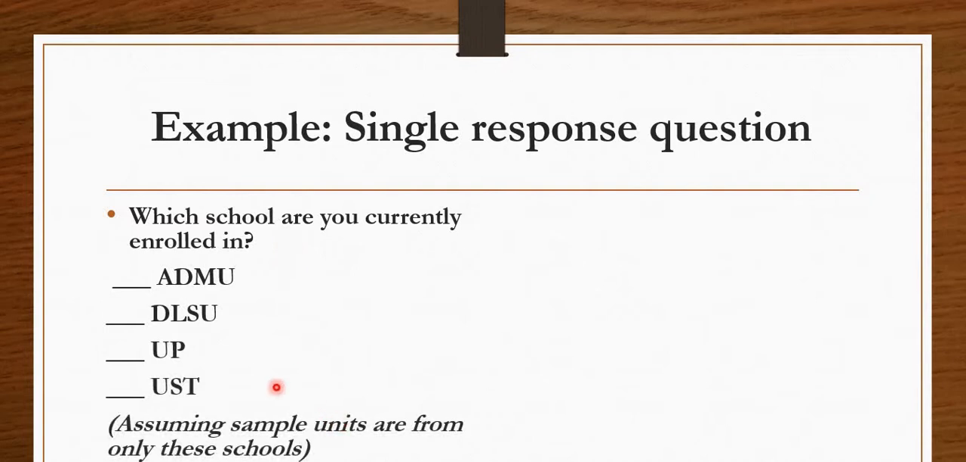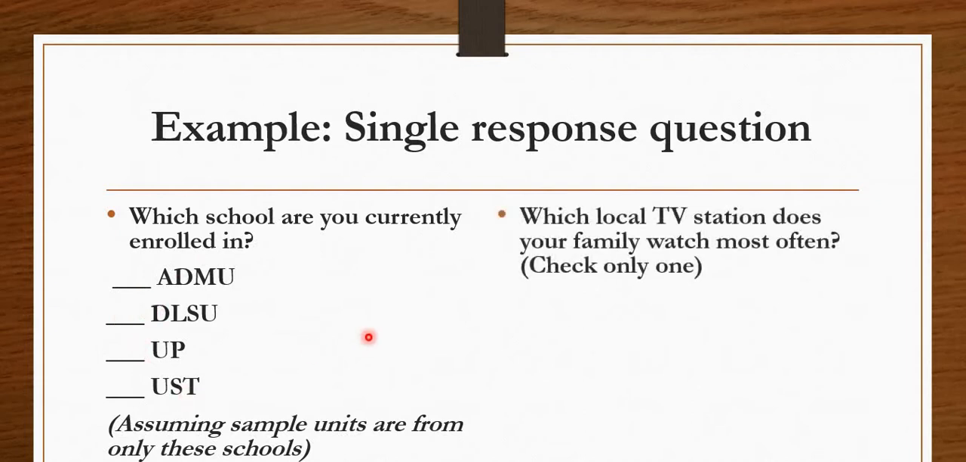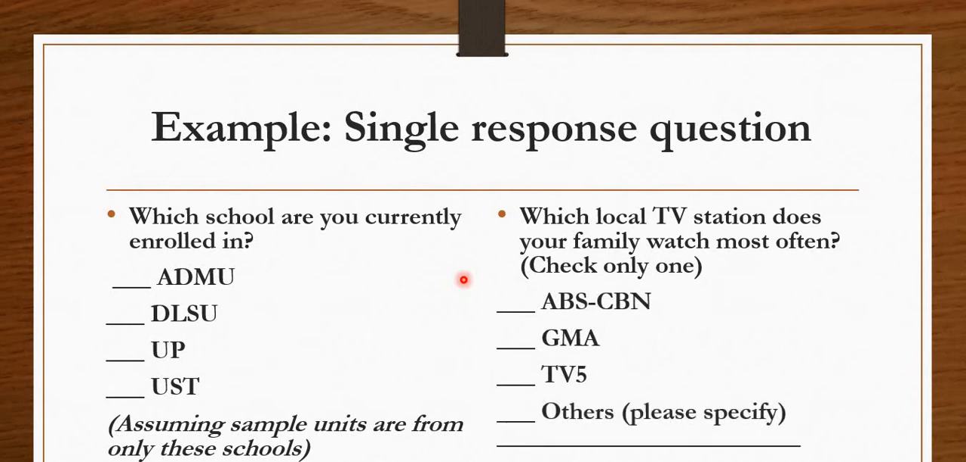Since usually students are only from one school, then they will only check one school, and if the study assumes that the sample units are only from these four schools, then the student will just simply check the school they are in. Another example of a single response question, which local TV station does your family watch often? So we have the following. Since it's the one that you watch most often, that's only one, so there's only one answer to respond to.